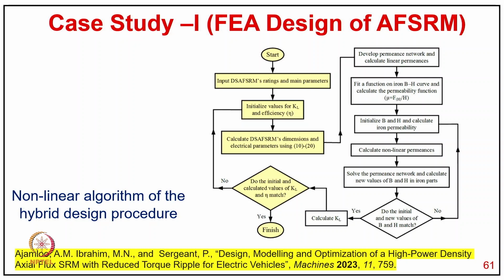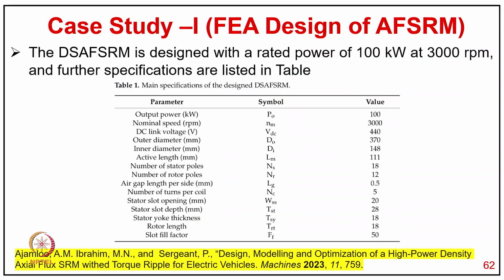If no, you have to go back and start again, and if yes, calculate K_L, and now you have to check whether the initial values of K_L and eta match. Yes, finish. If no, then you have to again initialize the value of K_L and efficiency and go in an iterative manner for calculation of this hybrid design.